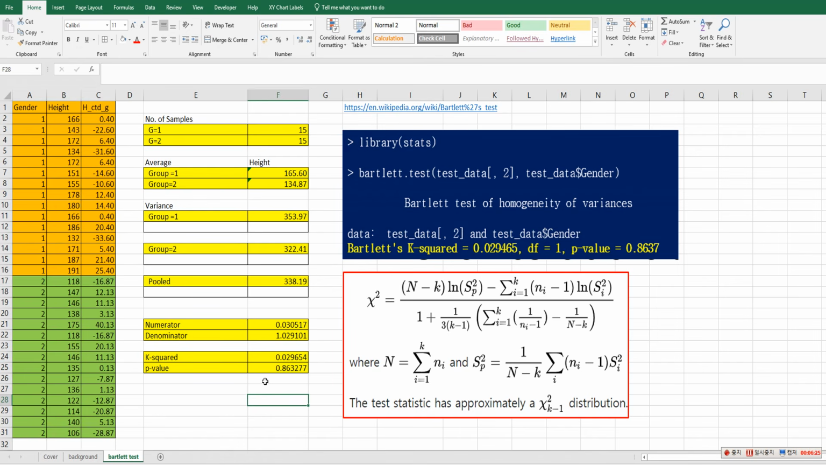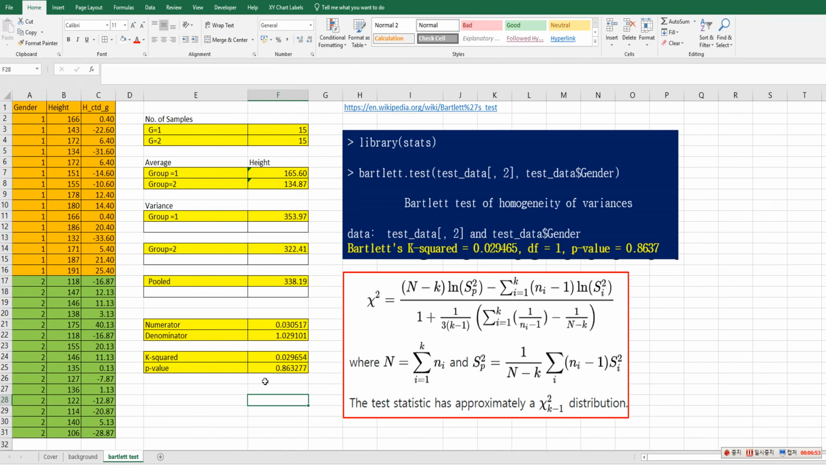So it means that according to k squared and p-value, we cannot reject null hypothesis. So it means that two groups variance is same. So the null hypothesis is homogeneity of variance. So we can say that two groups variance is homogeneous, which means same statistically.